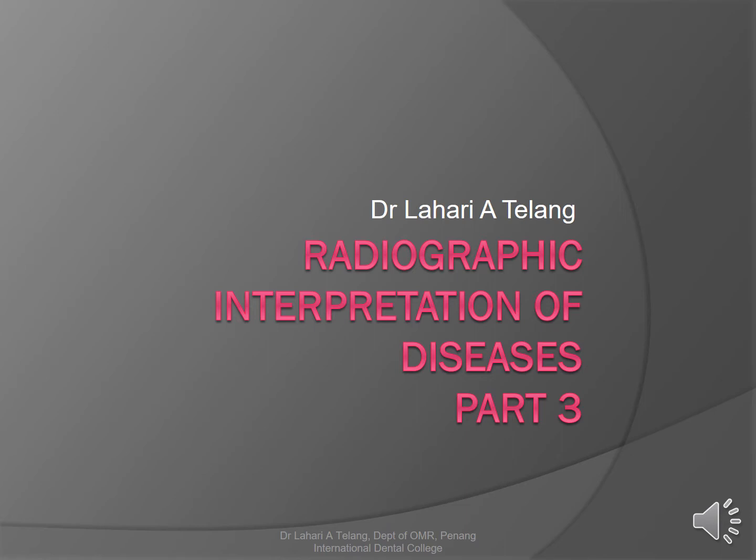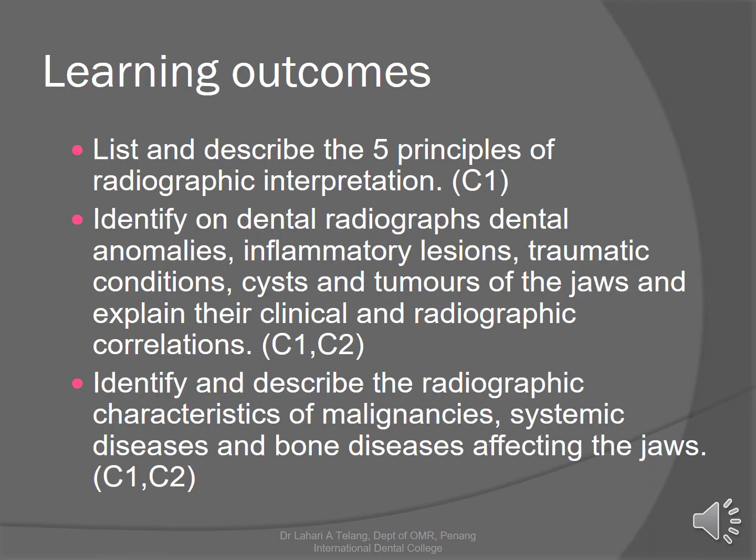This is the third and concluding part of this three-part lecture on radiographic interpretation of diseases. The learning outcomes would be similar to what we have seen, and in this part of the lecture series we are going to cover the third topic, that is, identify and describe radiographic characteristics of malignancies, systemic diseases and bone diseases affecting the jaws.